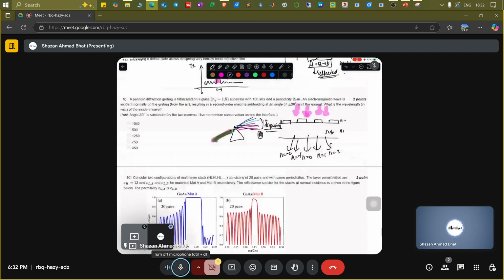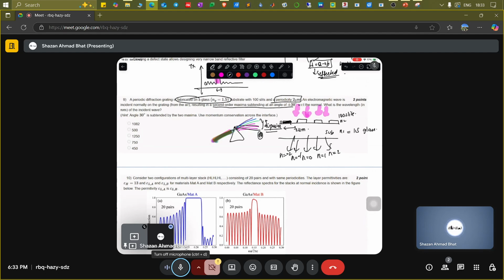Okay, now what is the question? A periodic diffraction grating is fabricated on glass. Let's say the bottom substrate is 1.5. This is glass with 100 slits. So these slits are 100 in number, and the periodicity is 2 micrometers. That means they are repeating every 2 micrometers. An electromagnetic wave incident on the grating results in second order maxima subtending an angle of 30 degrees.